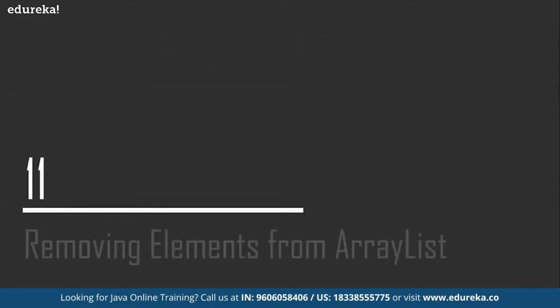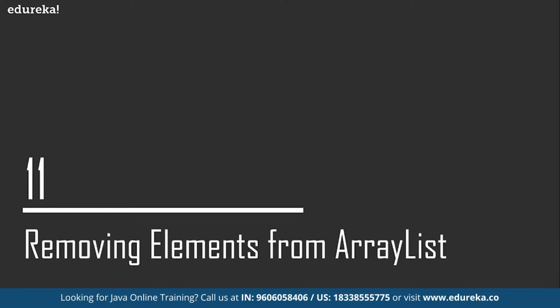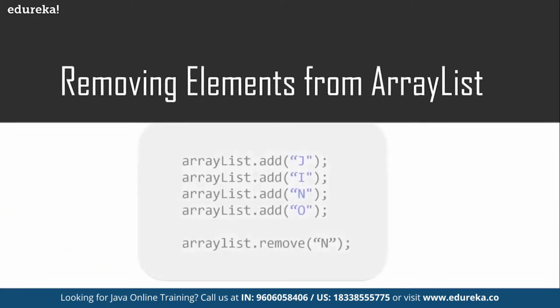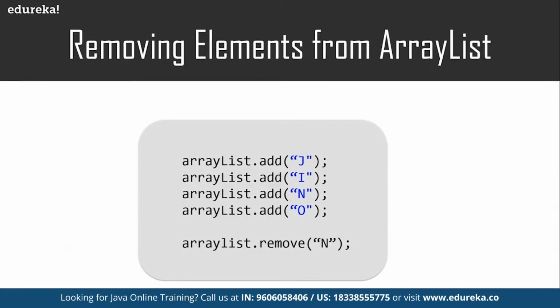Now let's move further and understand how to remove elements from the array list. Say I have an array list called add, and I have j, i, n and o, and I want to remove n from this. So how will I do that?